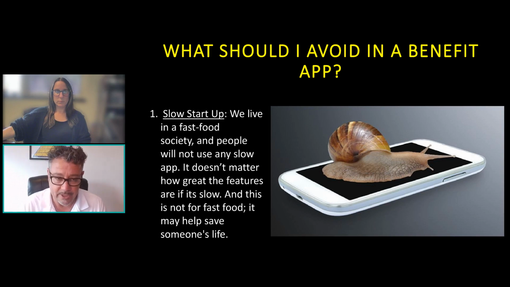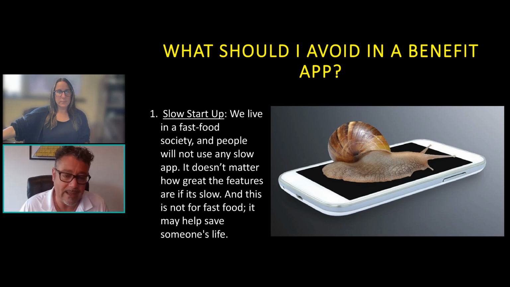We are in the industry where access to solid technology is so important because you could actually be helping save someone's life. So I encourage people, make sure that the app you're going to be using for benefits technology is going to be fast and efficient, that when you want to access it, you get a timely response. Speed does matter. So a slow startup is something you want to look out for, and you want to avoid that as best as you can when you're looking at apps.